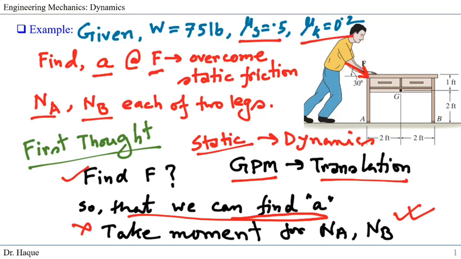Since the coefficient of static friction and the coefficient of kinetic friction are given, maybe we can use the coefficient of static friction to find the minimum force required to overcome the static friction, and then maybe we'll use that force to find the dynamics part. So let's start solving the problem.